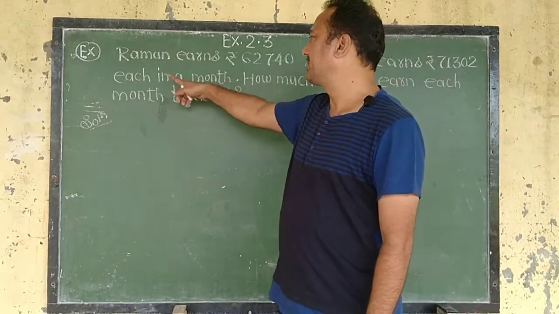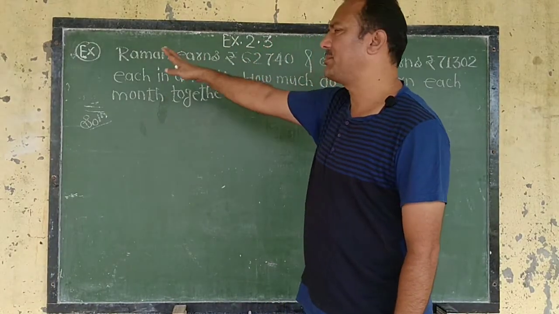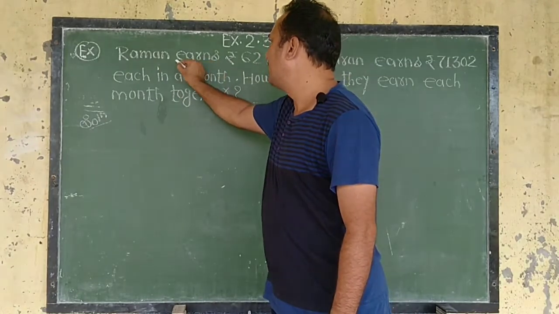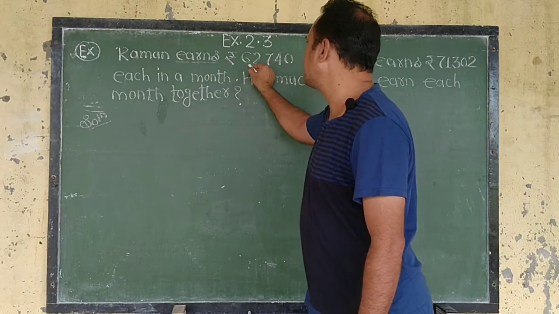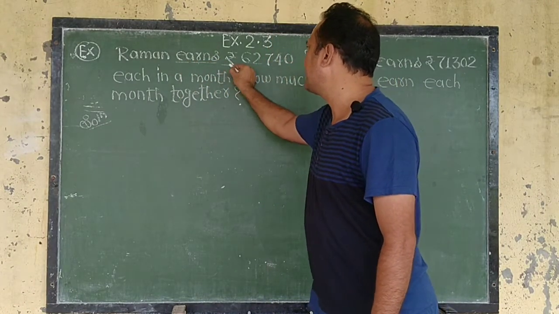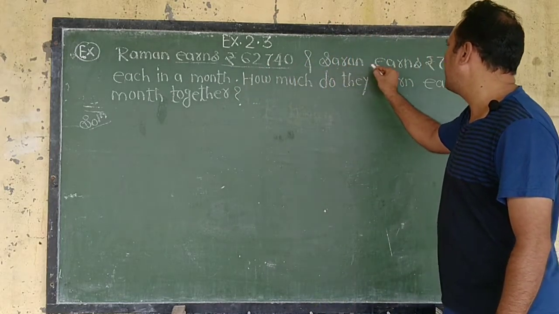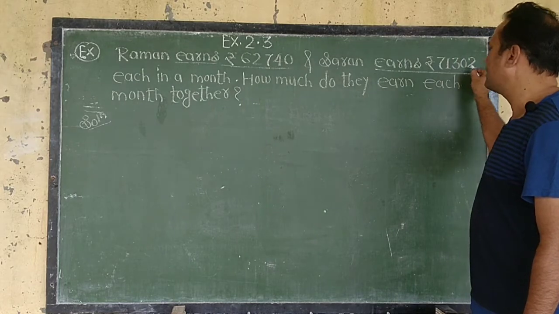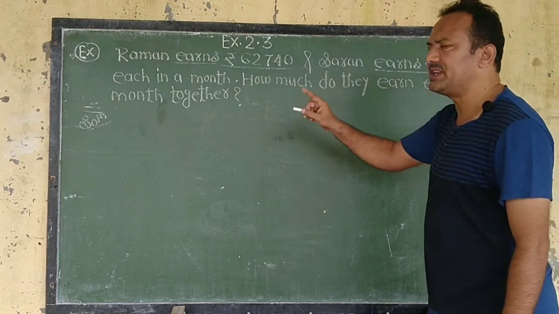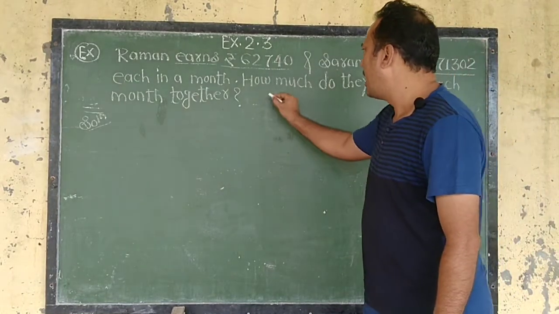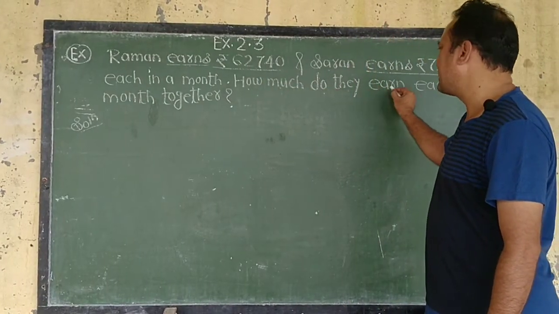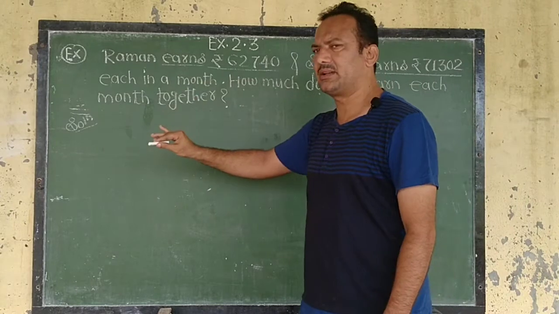Now we'll see here exercise 2.3, example number 1. Here given, Raman earns rupees 62,740 and Saran earns rupees 71,302 each in a month. How much, this is the question mark, do they earn each month together?